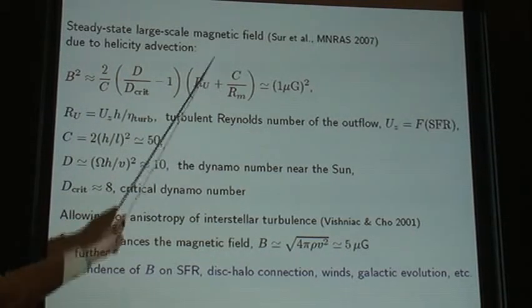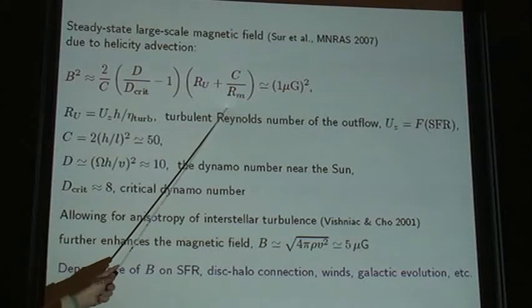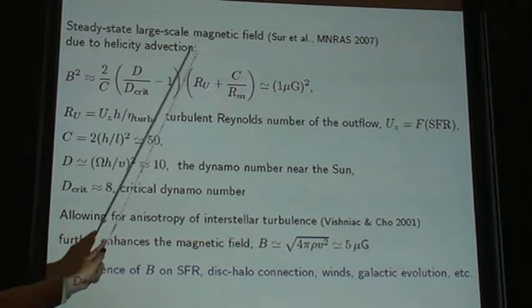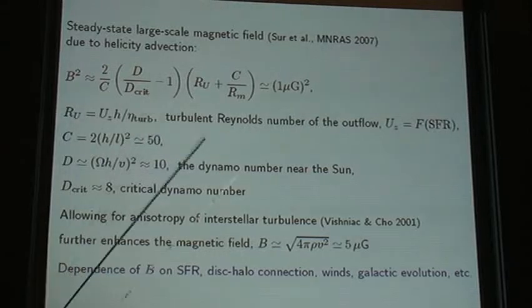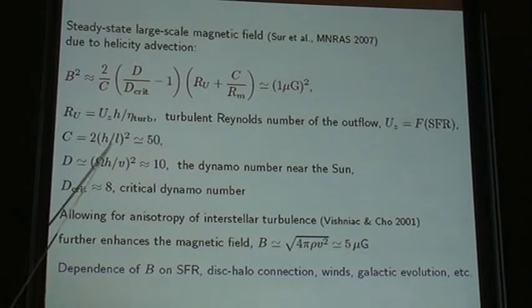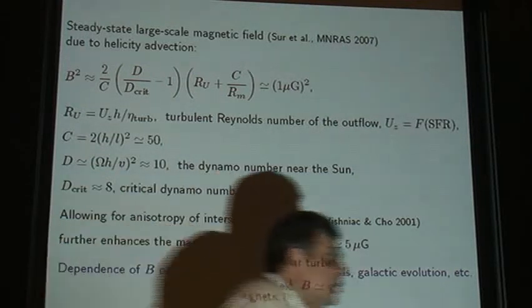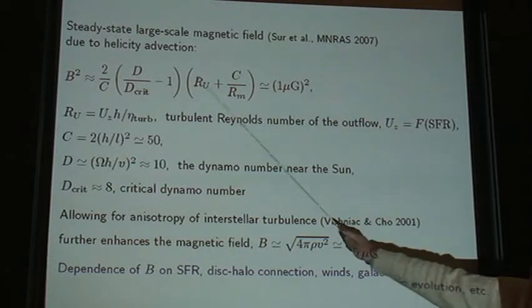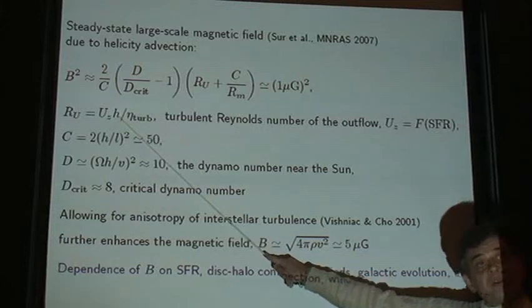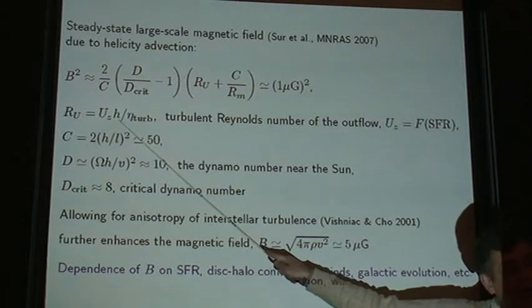Now, let's put Rm equal to infinity. Let's forget about this term. Ru: the larger the vertical velocity, the effective velocity, the larger the magnetic field. And C is the ratio of the disk thickness to the correlation length. And this is what I like. This formula, unlike all other earlier analytical solutions, is rich enough. In particular, this Ru, the vertical velocity, obviously is related to the star formation rate.